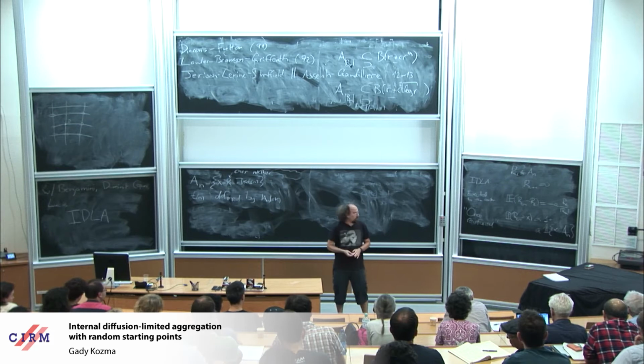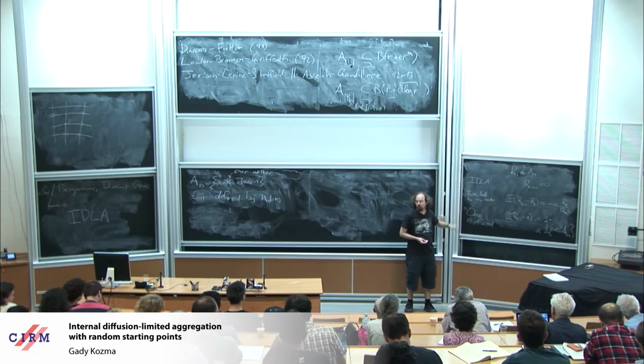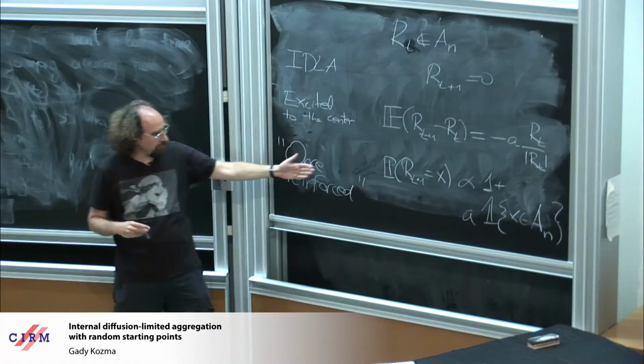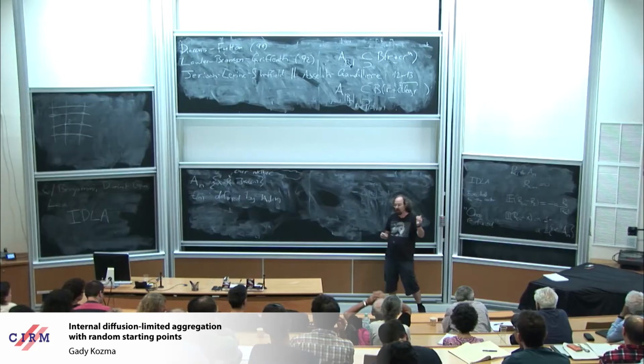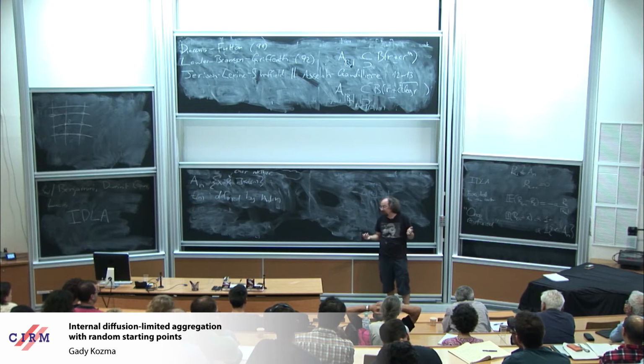So you have here some kind of hierarchy of models with weaker and weaker drift toward the center. Here it's not even clear why there should be a drift toward the center. It's just a drift toward where there are no cookies. So maybe it creates an effective drift toward the center, but maybe not. It's not clear a priori.